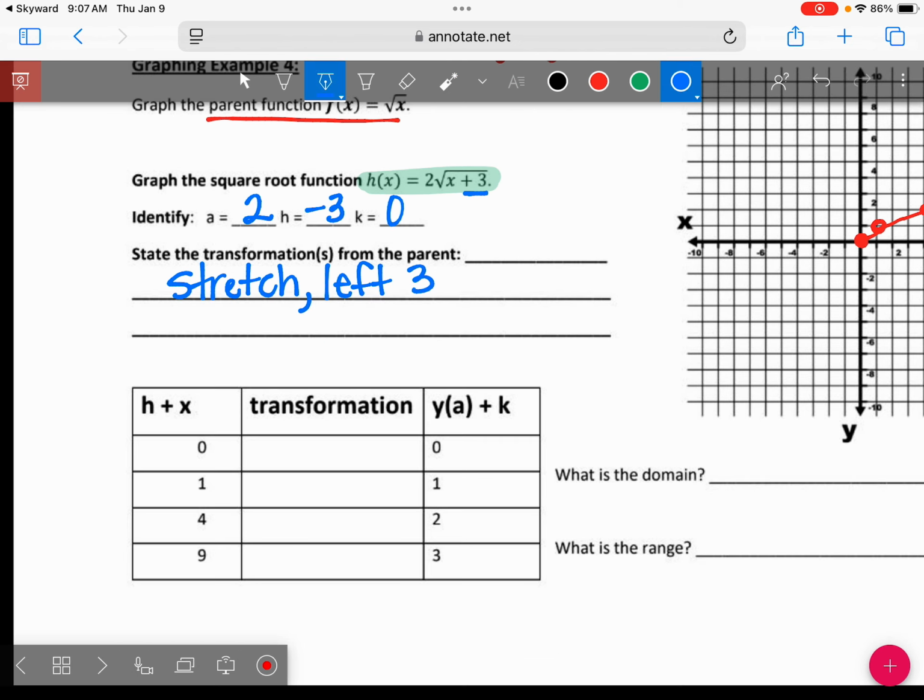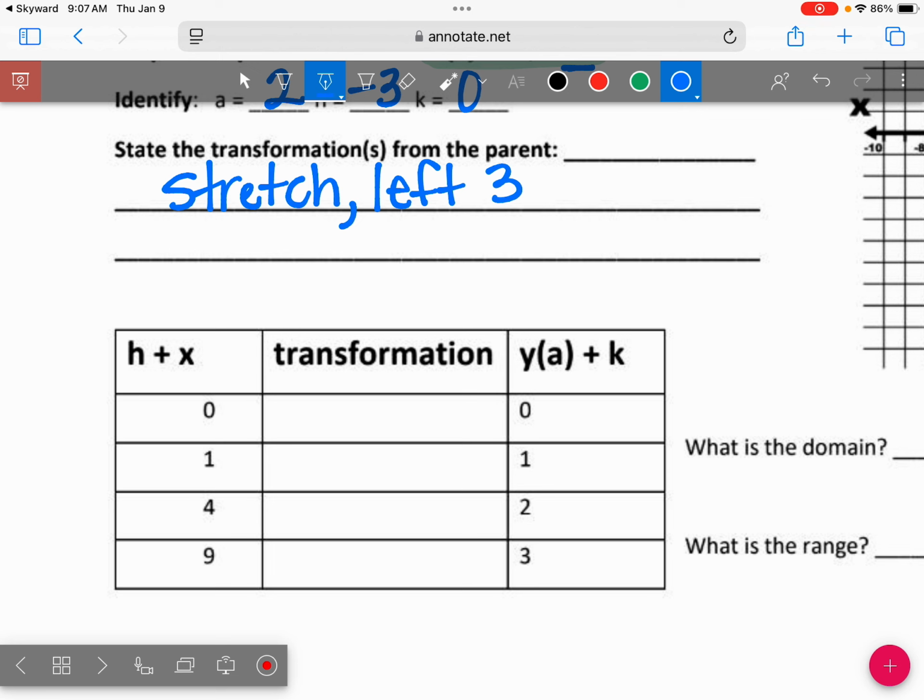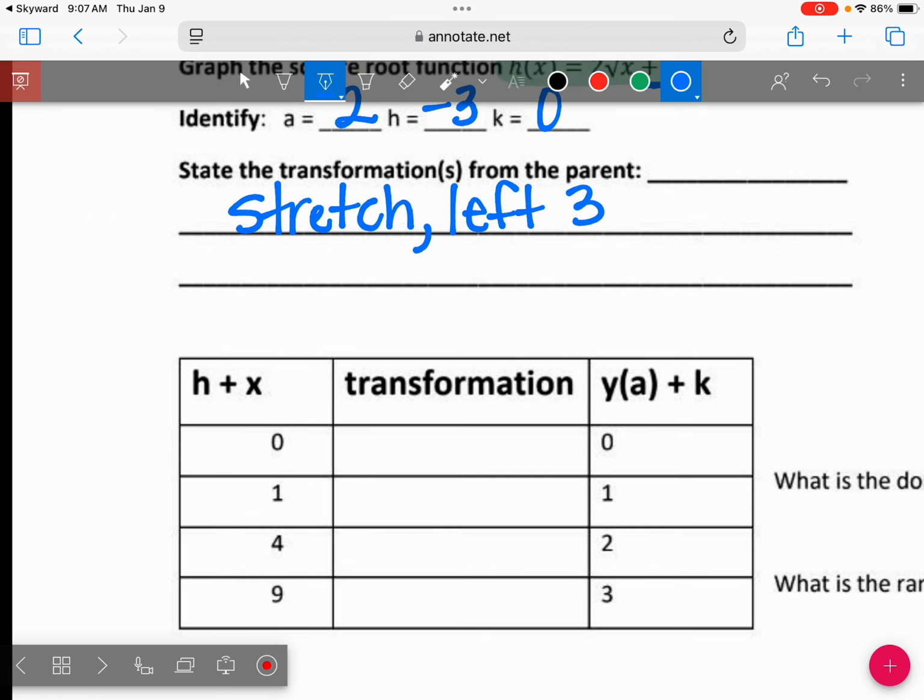All right, so now you're going to go down to this table. This is the next step. With this table, what you're going to do is add the H to X. We said H was -3. So pick up your calculator if you need to and add -3 to these 4 numbers. So take -3 plus 0, -3 plus 1, -3 plus 4, and -3 plus 9. So go ahead and do that with a calculator. Get your new 4 X values.